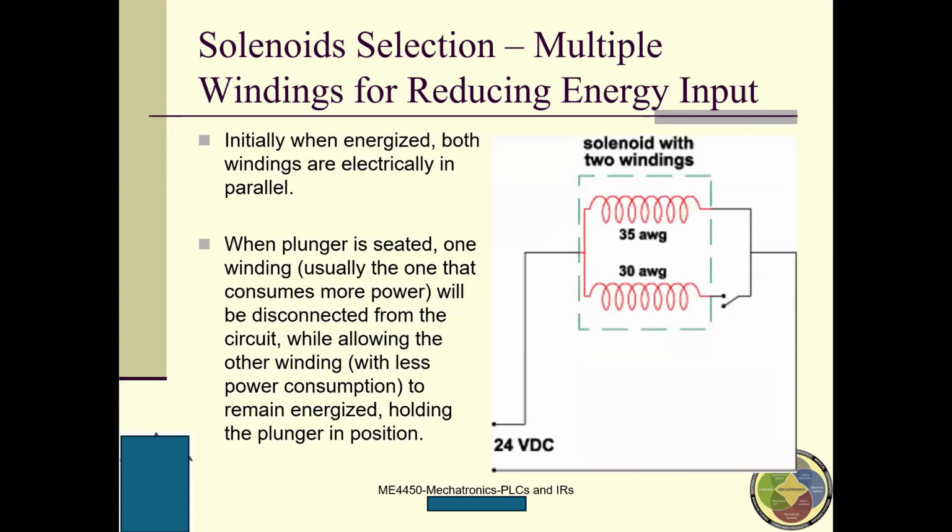The next strategy is we use two windings. Initially, we energize them, and both windings are electrically in parallel. When the plunger is seated, one winding, usually the lower one, which consumes more power, will be disconnected from the circuit, while allowing the other winding to remain energized, holding the plunger in position. So this is the fourth strategy.